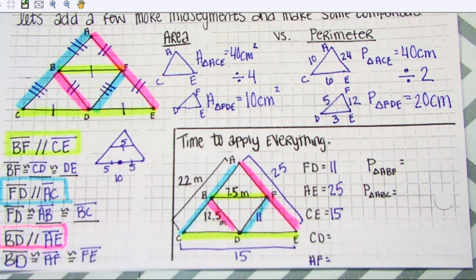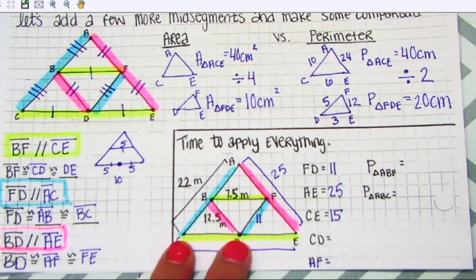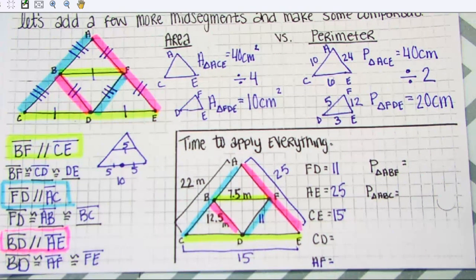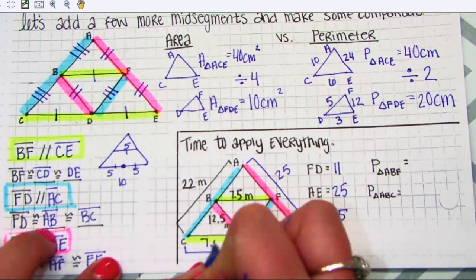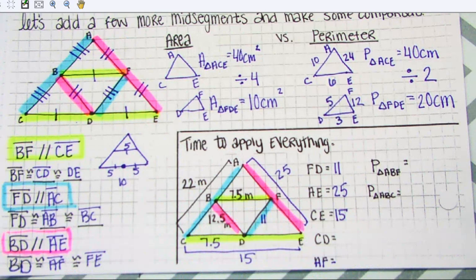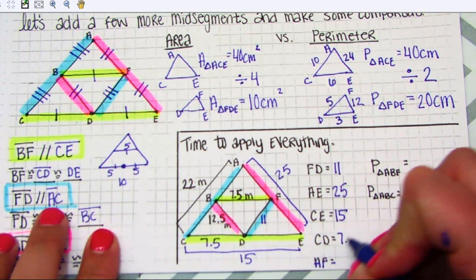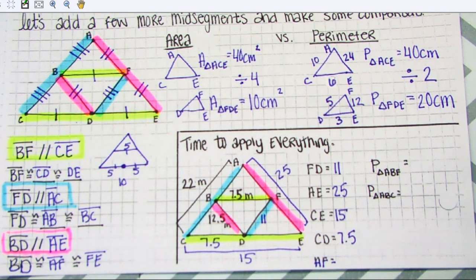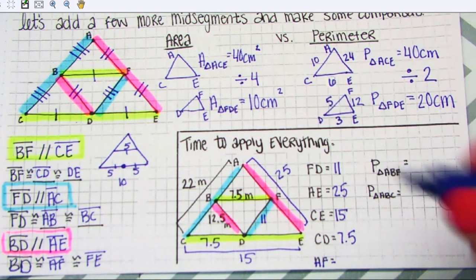What's the measurement of CD? Oh. Yeah, we're trying to find this piece. What is it? Yeah, 7.5. That sounds better. Because remember, D is a midpoint, which makes those two sides equal, so 7.5. What's AF? 12.5. Good job, Haley.